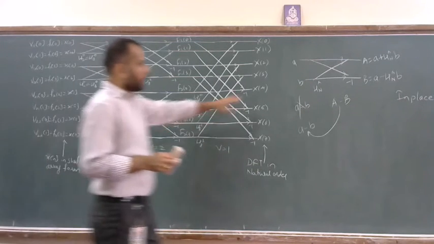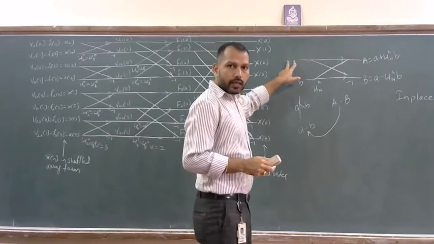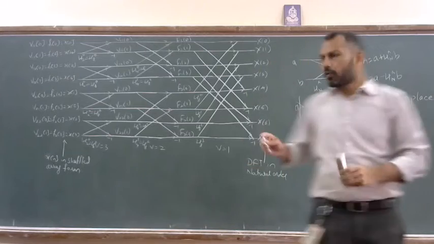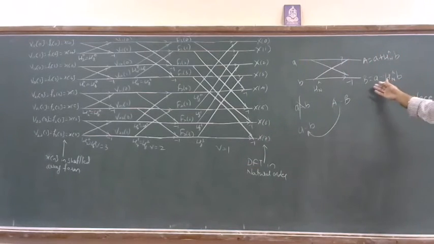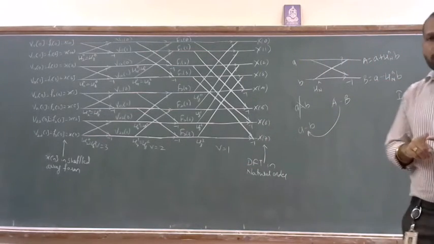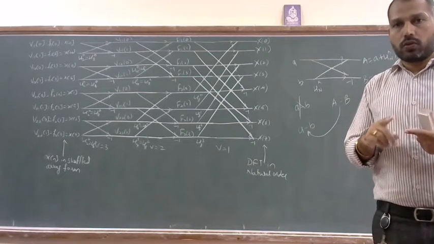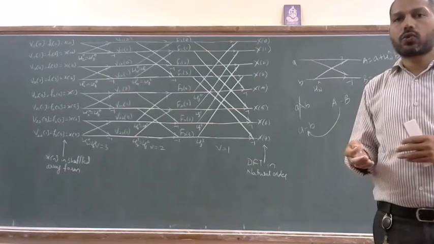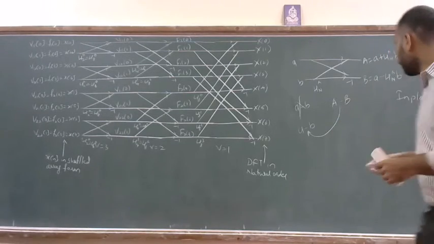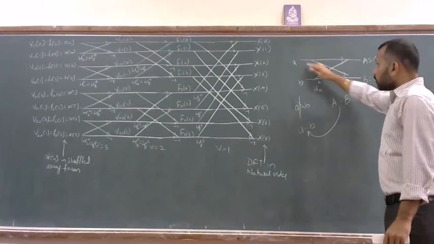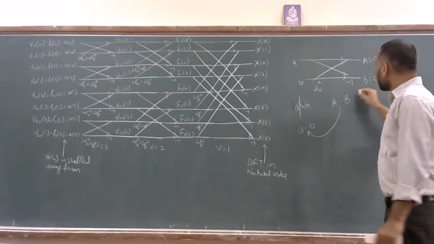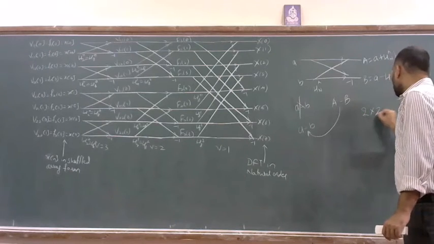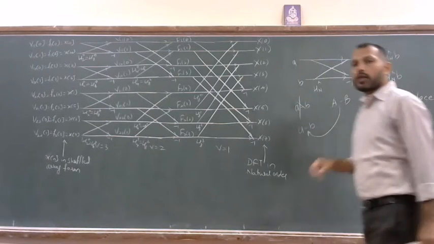Each value, if we assume small a and small b are complex numbers, and likewise, DFTs will be complex anyway. So, for each value, we will require two memory locations, one to store the real part and another to store the imaginary part. Okay. So, there are two inputs. For each butterfly stage, we will require 2 into 2, 4 memory locations.